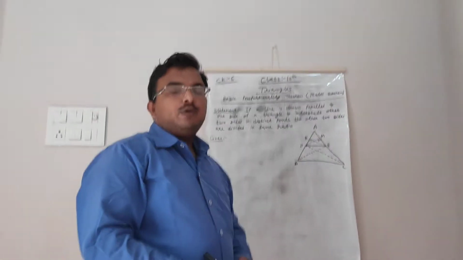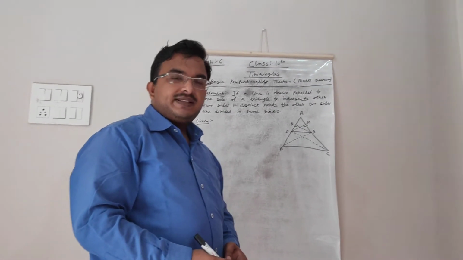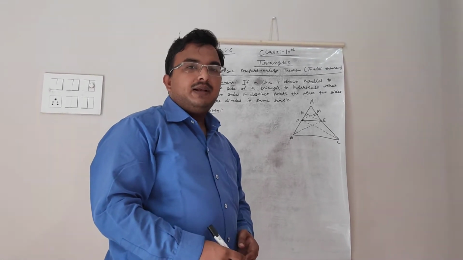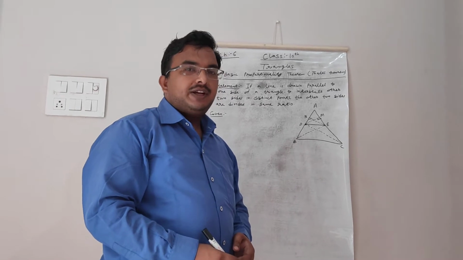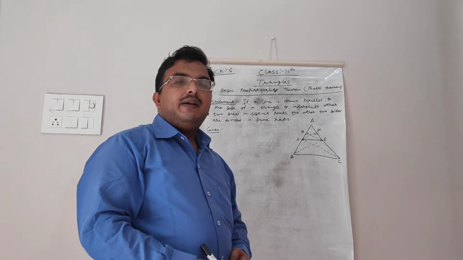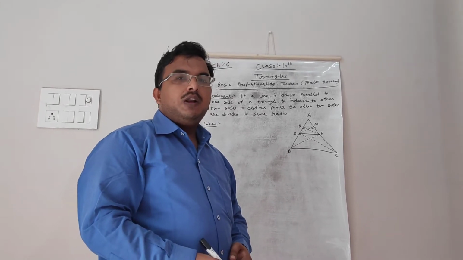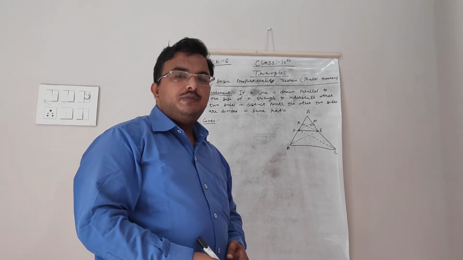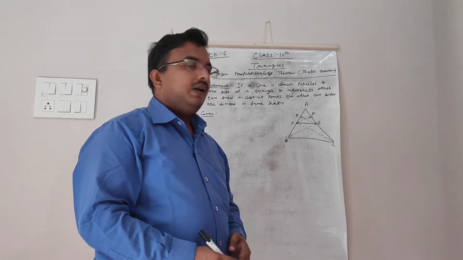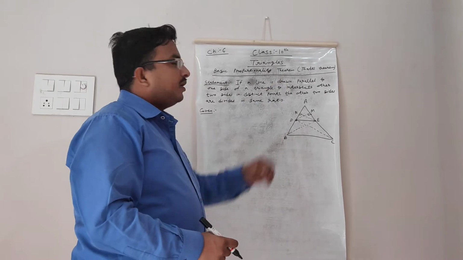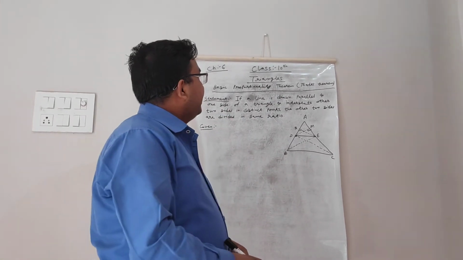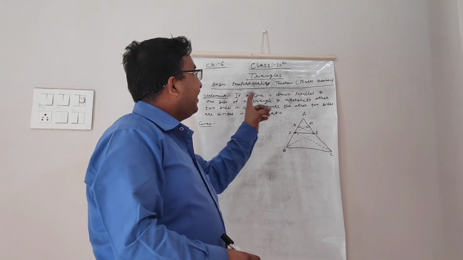Previously we studied about similarity of triangles. The basic fact that I told you in similarity is that for two triangles to be similar, they should follow similarity axioms by having their corresponding sides proportionally equal, or the ratio of corresponding sides should be equal and corresponding angles should be equal.